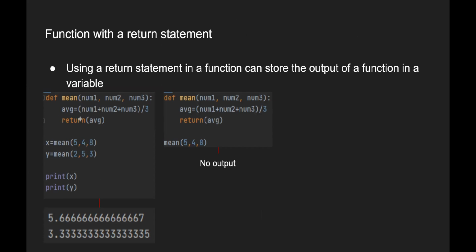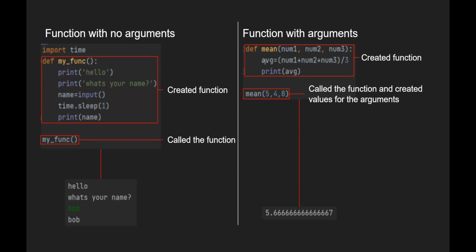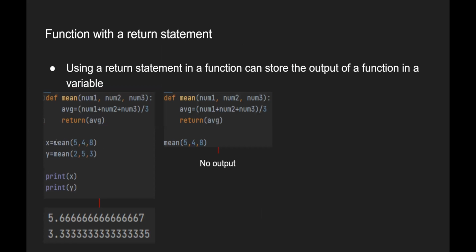So if we said return average instead of print average over here, we can say x equals mean 5, 4, 8, and then y equals mean 2, 5, 3. So we're storing that function in a variable, and then we can print it too. But then if you just do mean and call it with the return, it won't have any output.